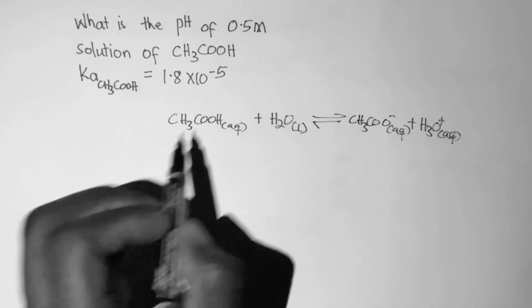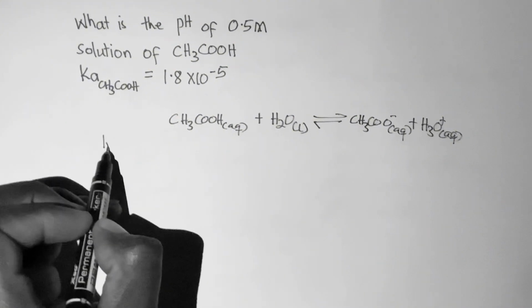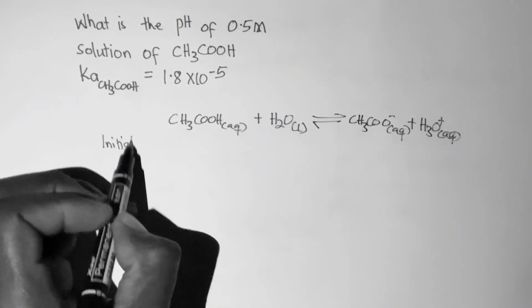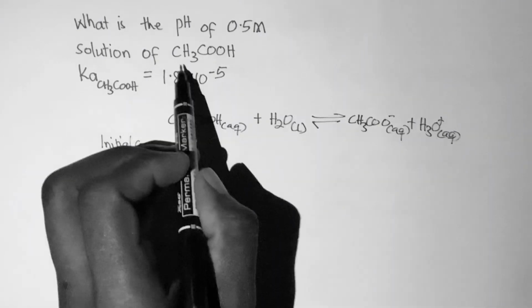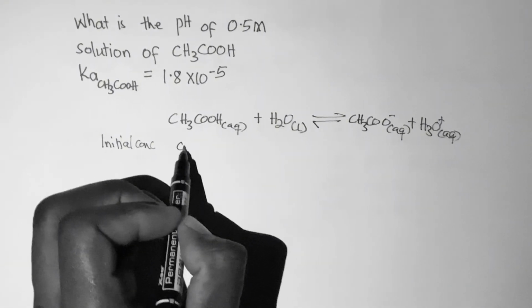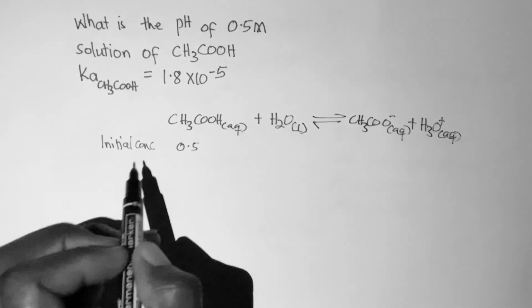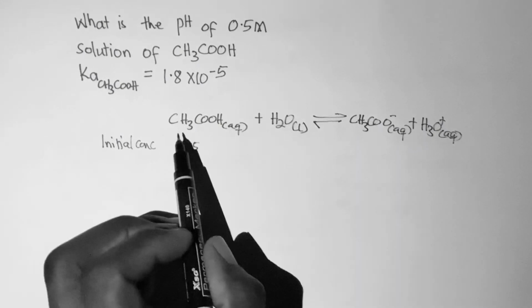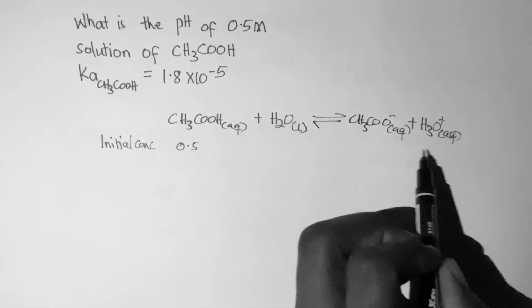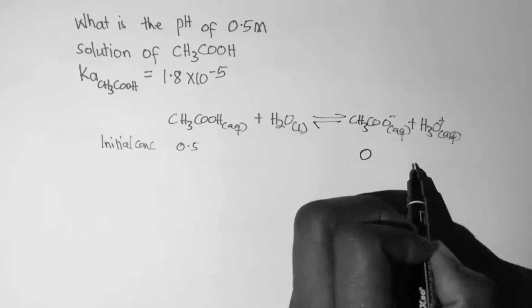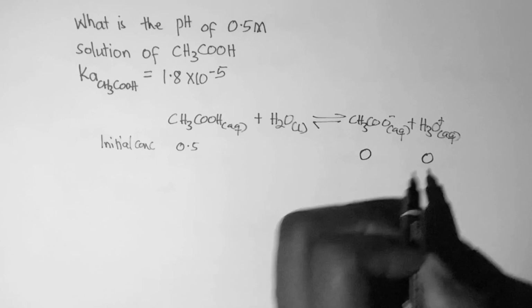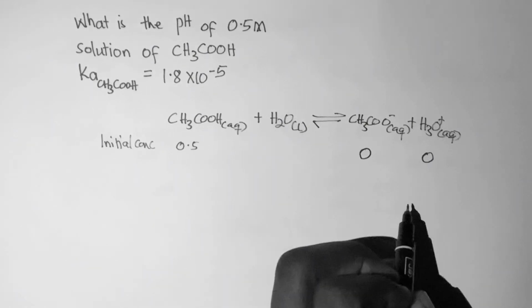Now, for the initial concentration, you see that we're given 0.5 molar of ethanoic acid. So this one is 0.5. This is the initial concentration. That means that it has not yet undergone any dissociation. And for that matter, the ethanoate anion is 0 molar and the hydronium ion is also 0 molar.